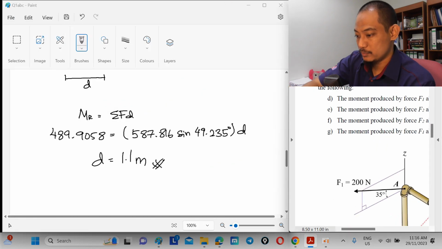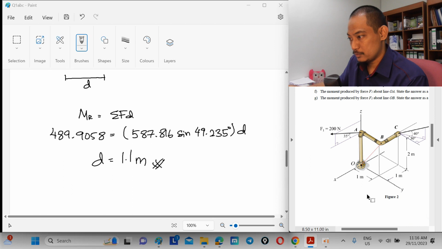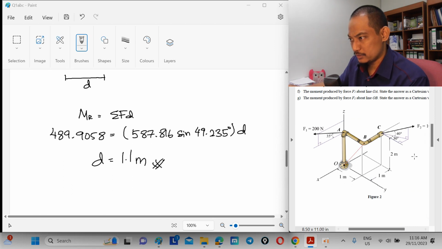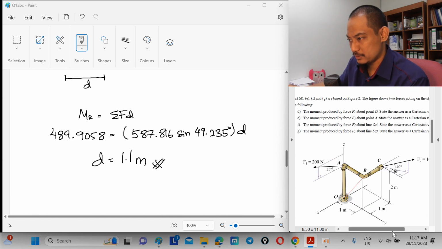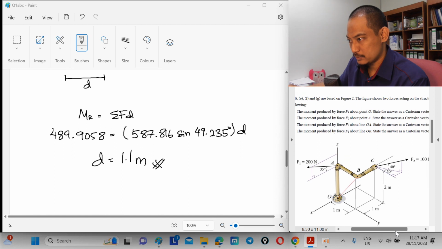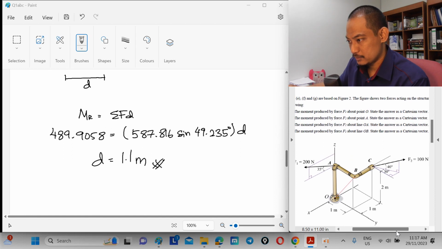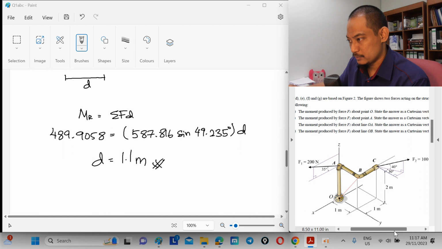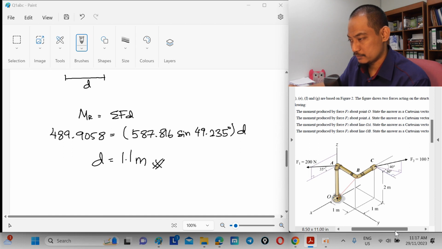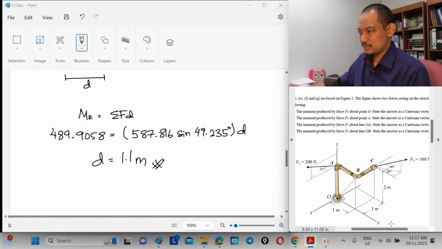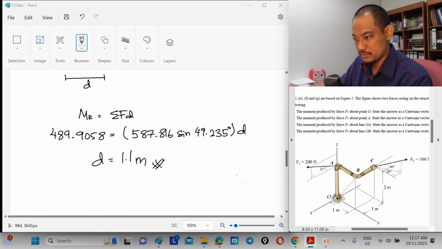Can this be seen clearly? This is 100 Newton, right? Okay. So I think this is still visible, right?